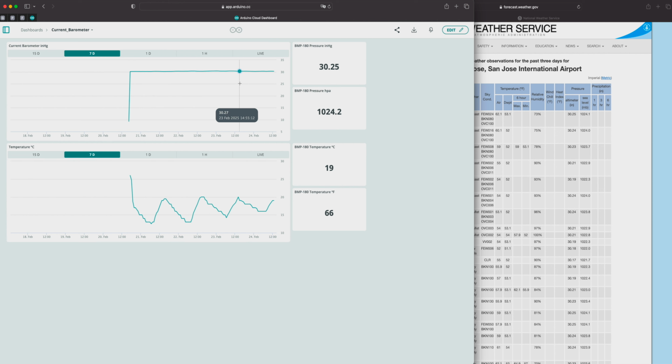As we can see here, this is on the IoT cloud, the Arduino IoT cloud. The unit's outside, so this is all remote readings. It's been taking readings the last 3 days. And that's the pressure. And we see the temperature. These are the day and night temperatures. You can see it drops at night.